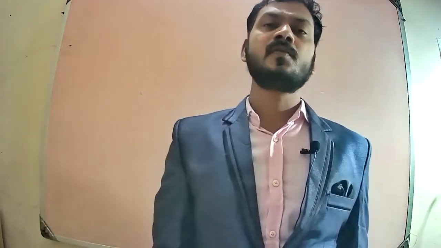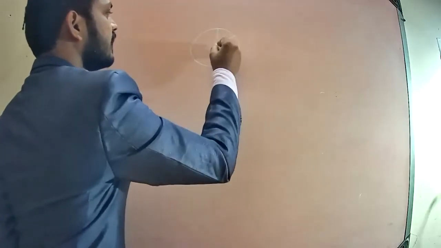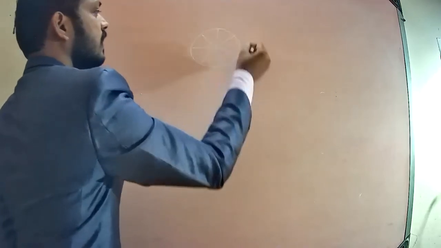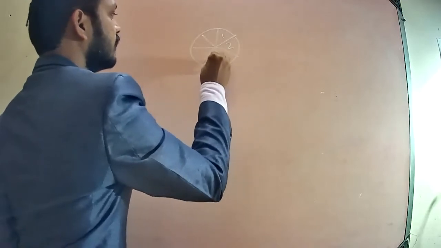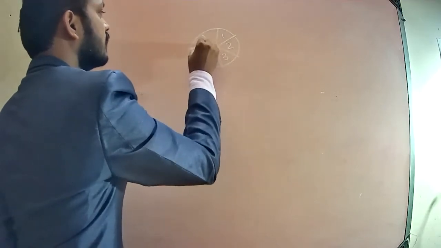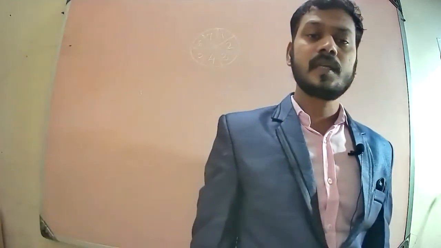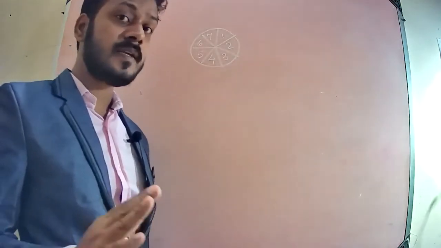Suppose we draw a circle and divide it into many different parts. The circle is divided into 1, 2, 3, 4, 5, 6 and 7. The complete circle is divided into 7 equal portions. Okay, what do we mean by 7 equal portions?